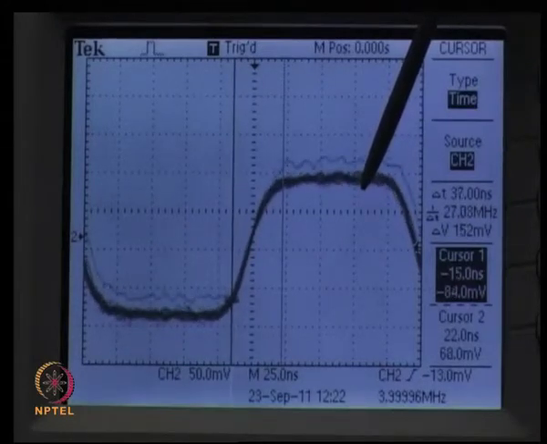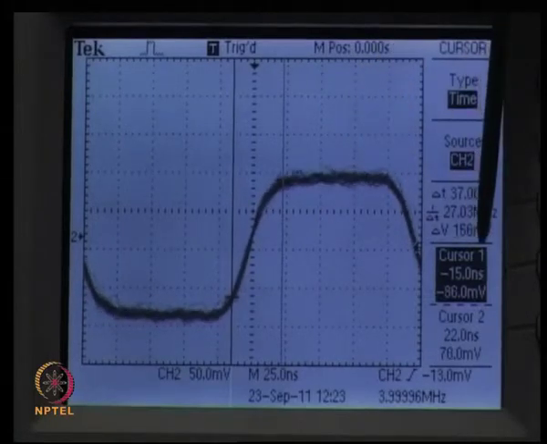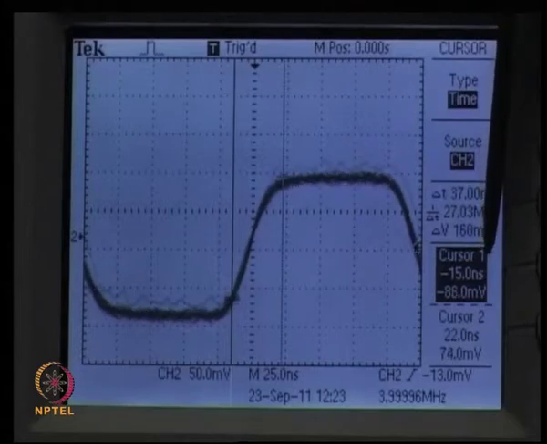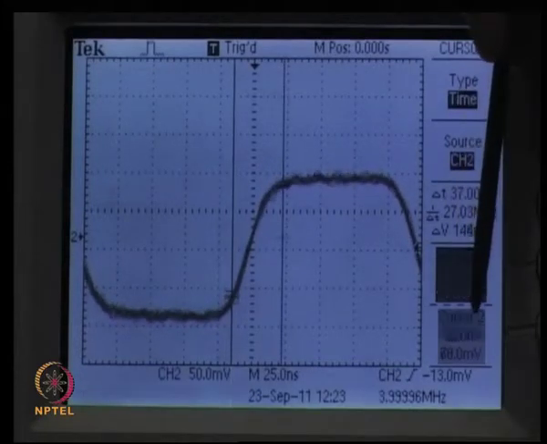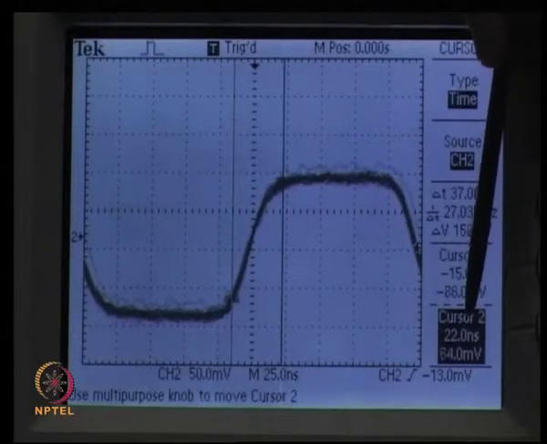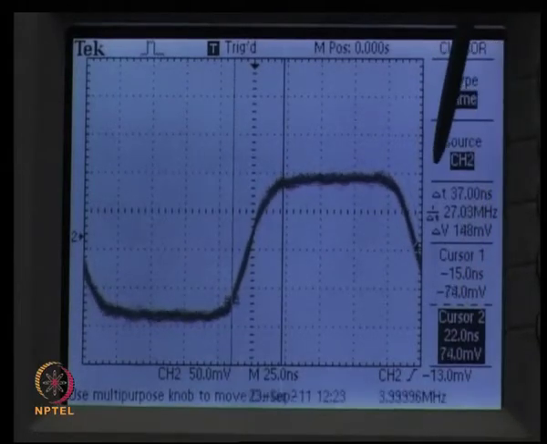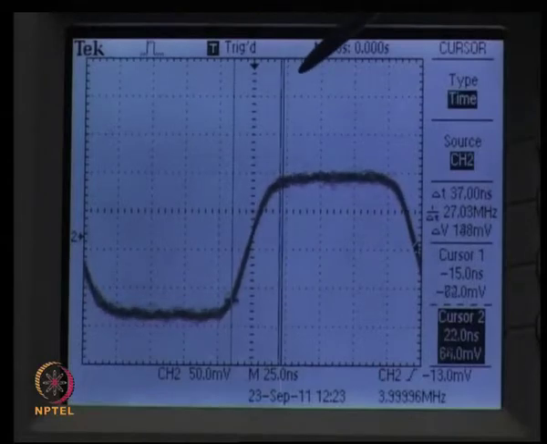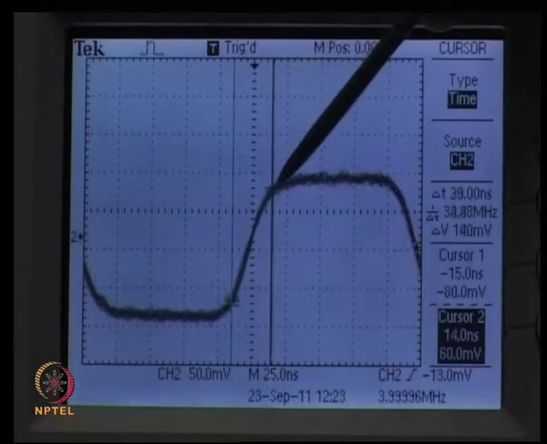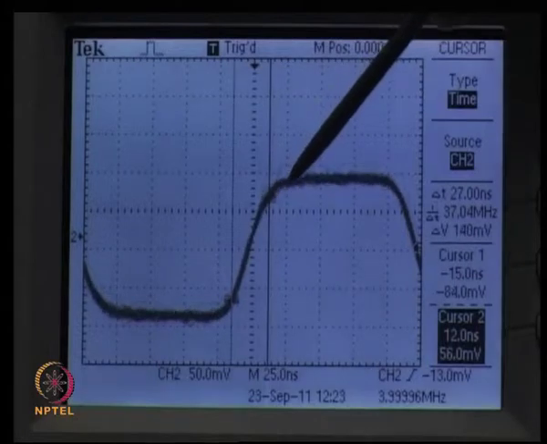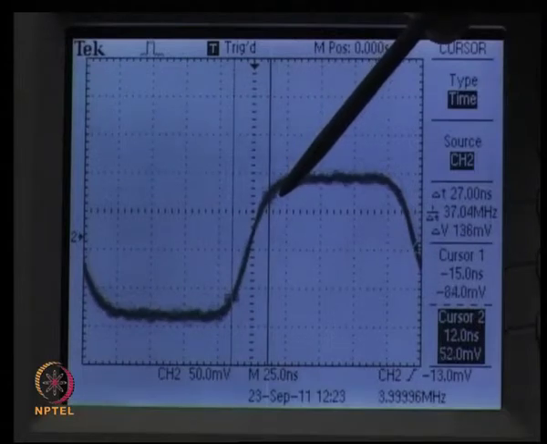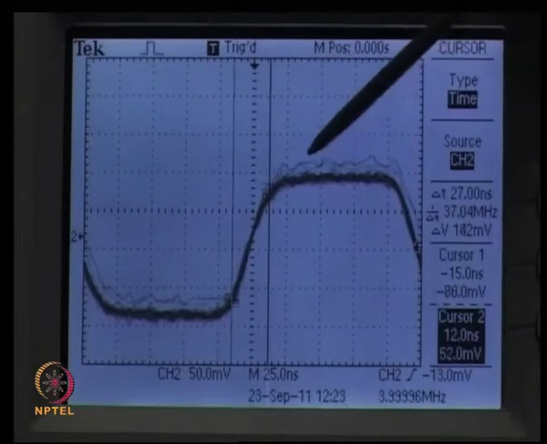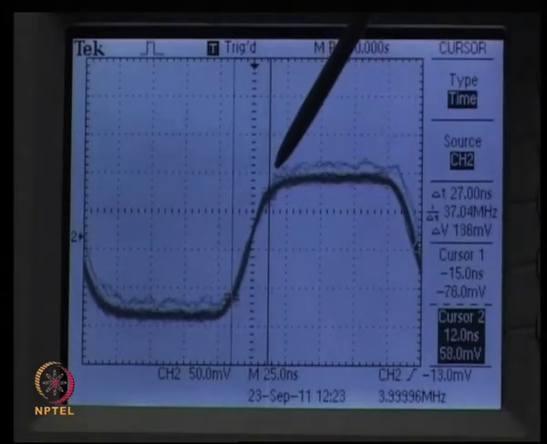Again we adjust the cursor 1 to 10% of the maximum. Which is minus 15 nanoseconds. Cursor 1 is at minus 15 nanoseconds. Cursor 2 is at 12 nanoseconds. Difference between the reading of cursor 2 and cursor 1 will give us the rise time.